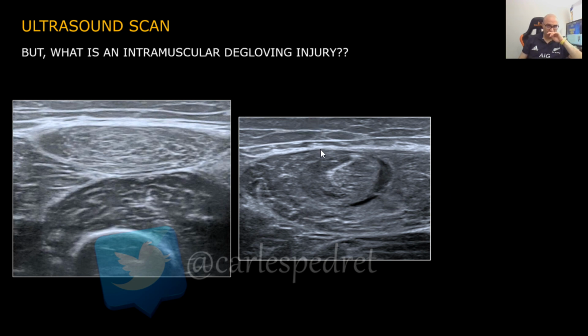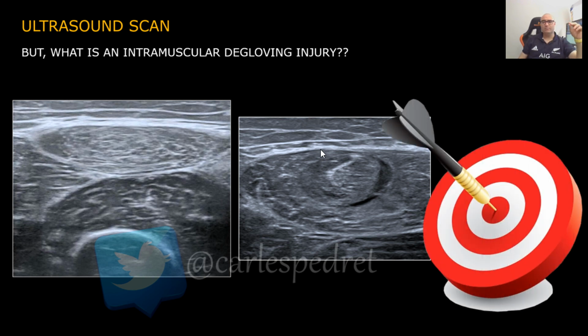So this is a degloving injury. It's been described in the literature. We will see it now, but this is a degloving injury. But what do we understand when we say that this is an intramuscular degloving injury? Let's look at that point.